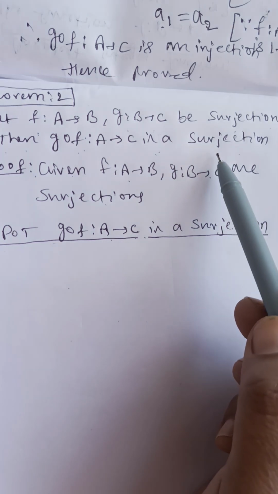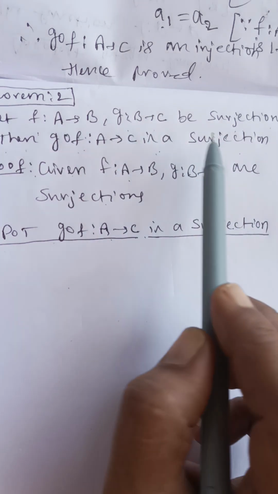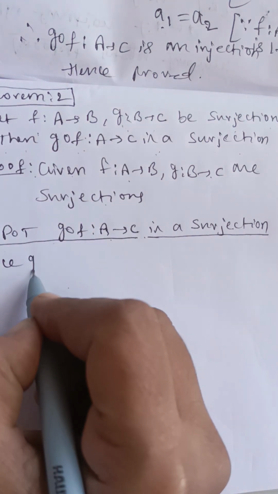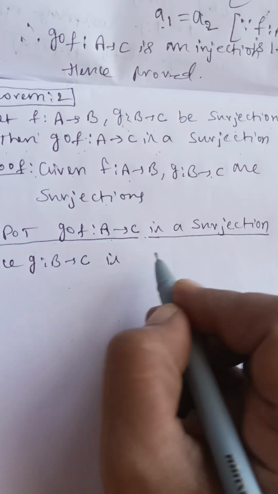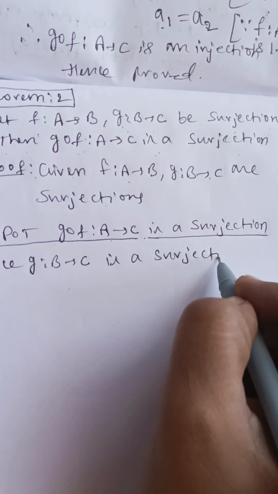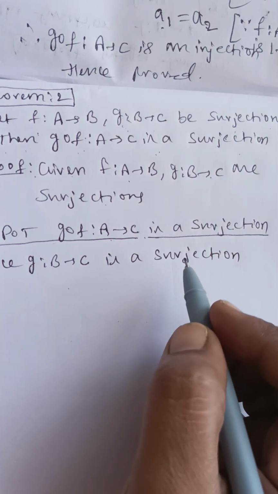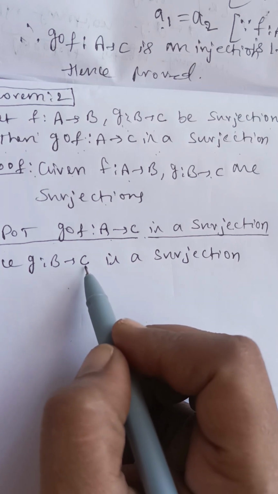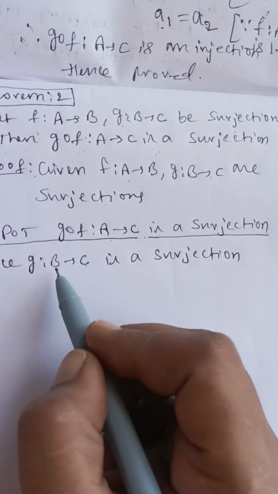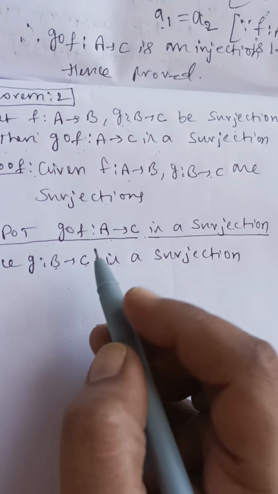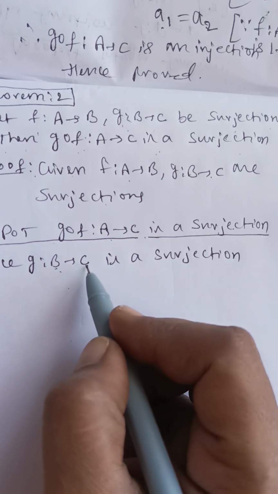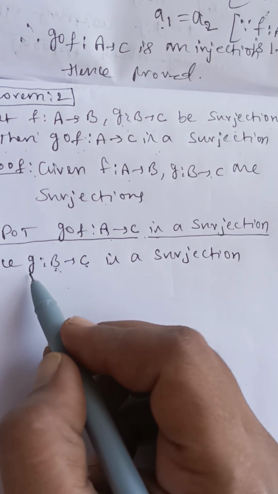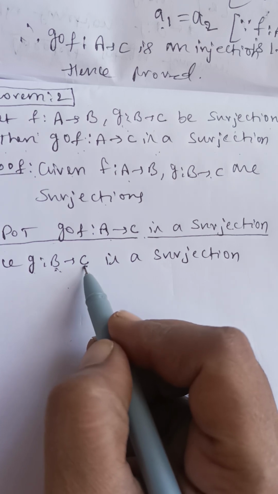So here surjection means it is an onto function. We have to use the definitions of these two functions being onto functions. So first take the second function. Since g maps B to C is a surjection, the definition of surjection or onto function is: we take one element in the second set, the codomain, then there exists an element in the first set, that is in the domain, such that g of b equal to c. We are taking small c in the second set, then there exists a small b such that g of b equal to c. This is the definition of onto function.